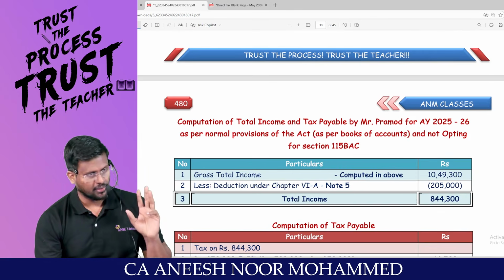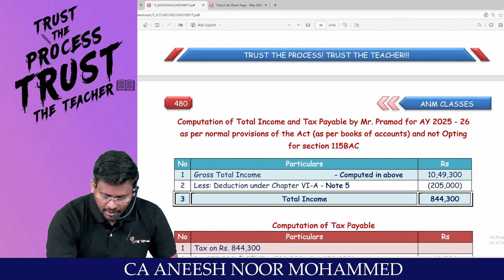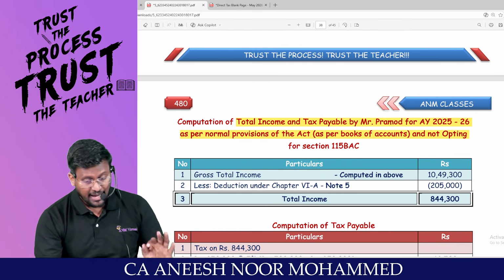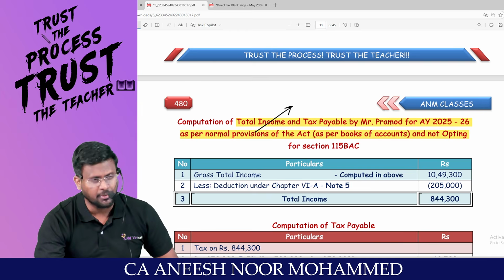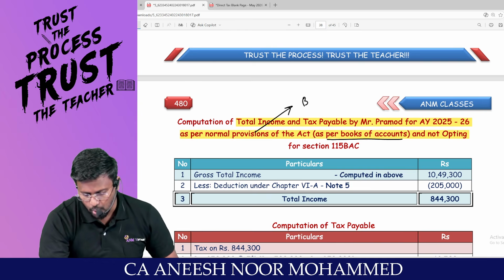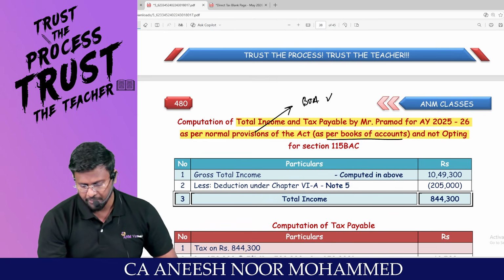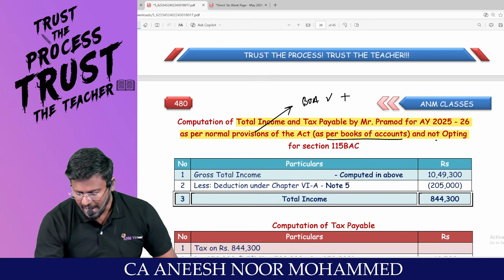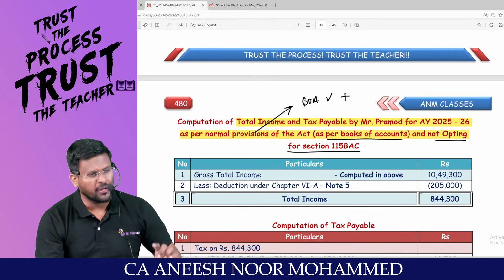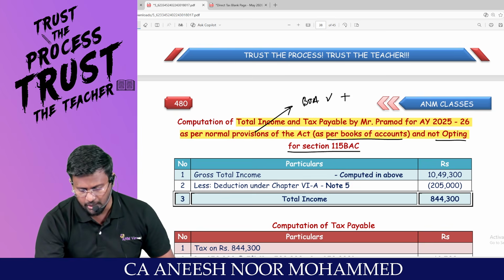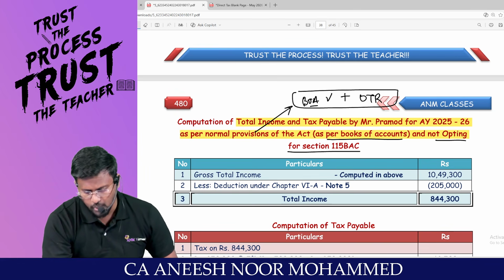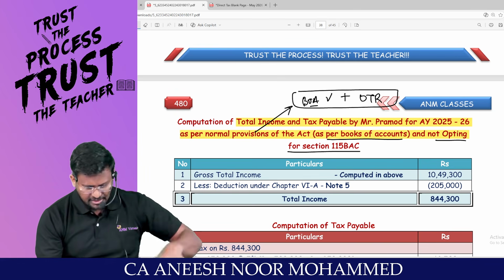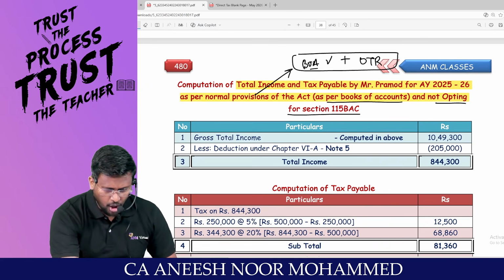Now the third one, sir. Total income and tax payable by Pramod as per the normal provisions of the Act. That means I am not going to travel through the presumptive taxation route. I am going to travel through the books of accounts route. Am I right? Plus, sir, I'm not opting for section 115BAC. That means I'm going to travel through the optional tax regime. Books of accounts are already done. That means simple. What is the gross total income?